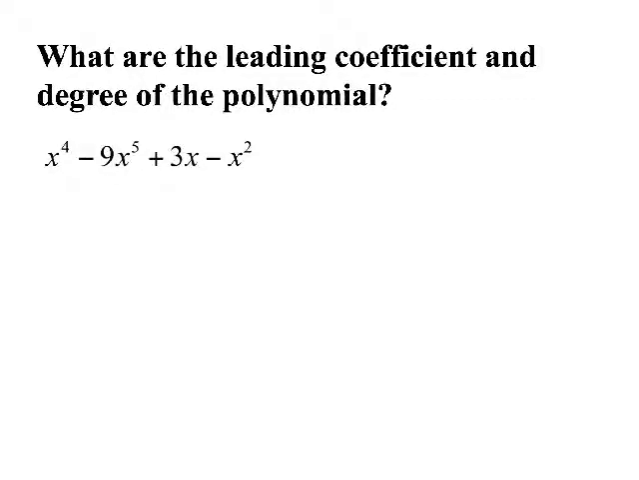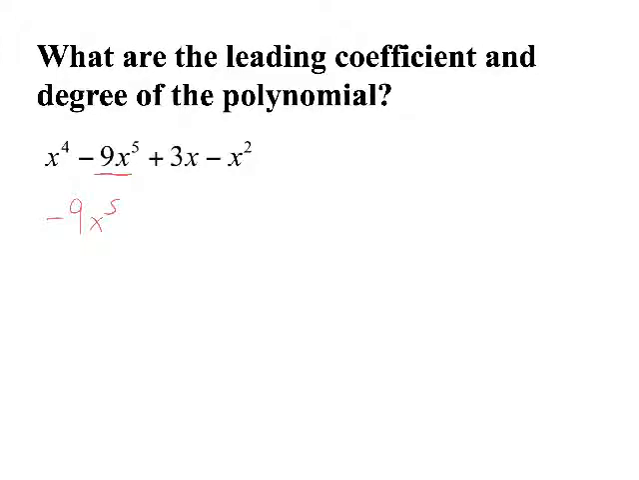Alrighty, so we want to find the lead coefficient and the degree of the polynomial. In order to do that, you first want to put this polynomial in standard form. So what we're going to do is start with the highest power, which would be right there. So it's negative 9x to the fifth.